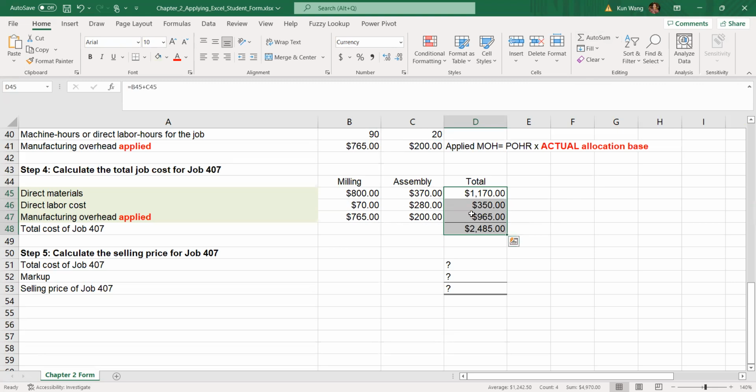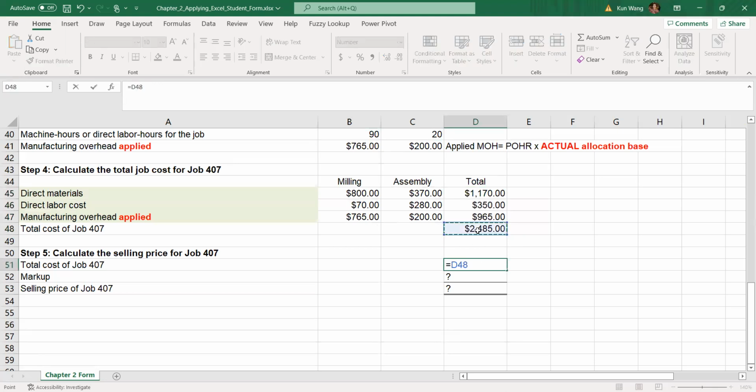And it didn't really ask for the unit cost. That's fine. So the total cost for the job for 7 is 2485. Okay, this may represent only one unit or multiple units. But let's move on to the final pricing setup. So first we are referring to the cost and then adding the markup. Okay, the markup is the 75.